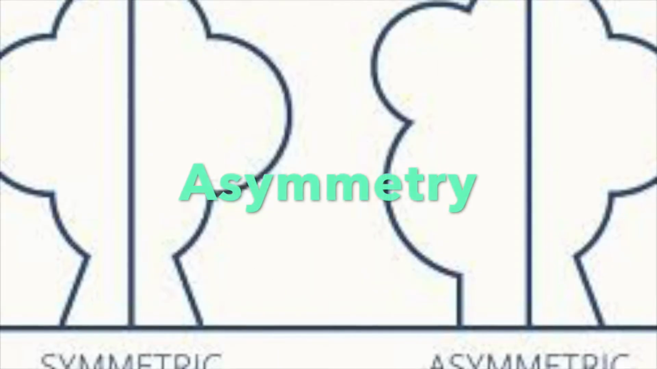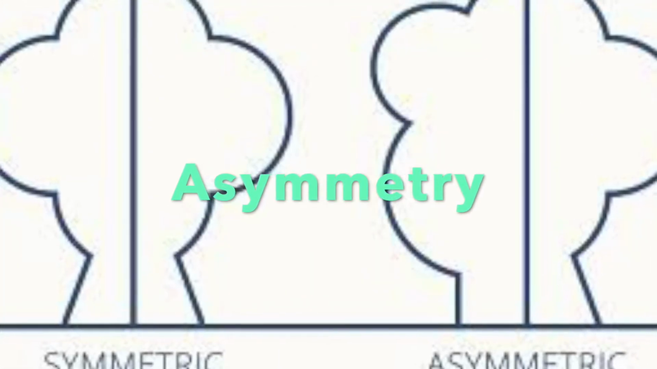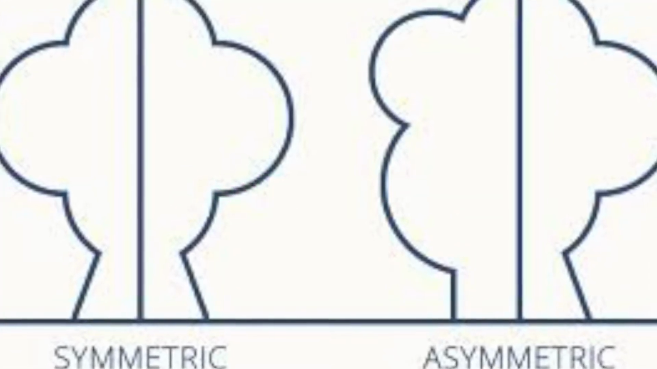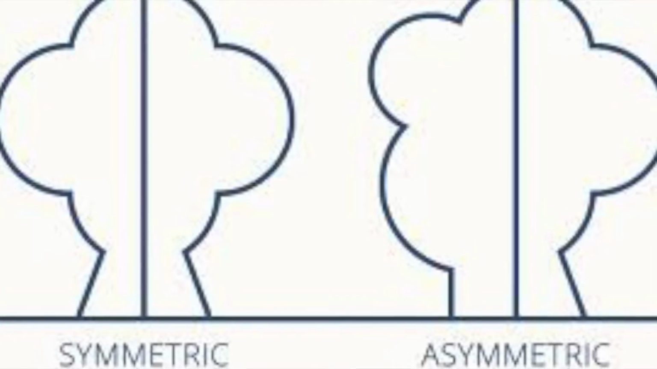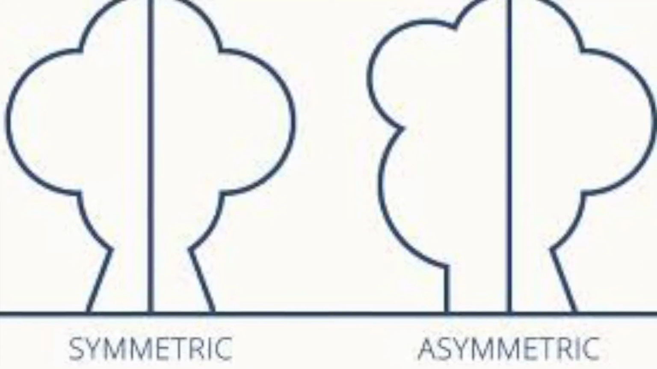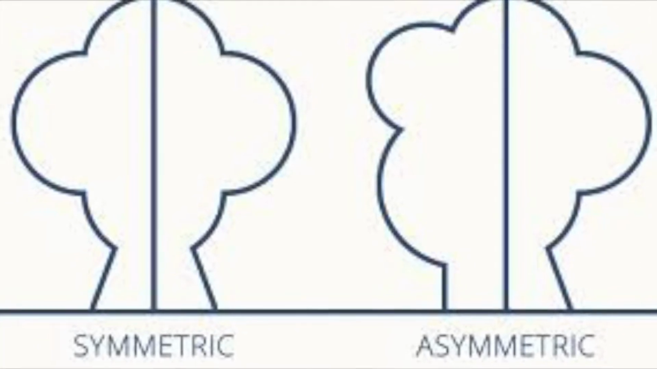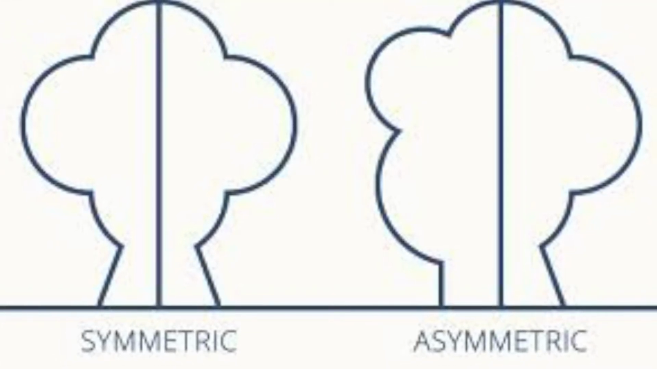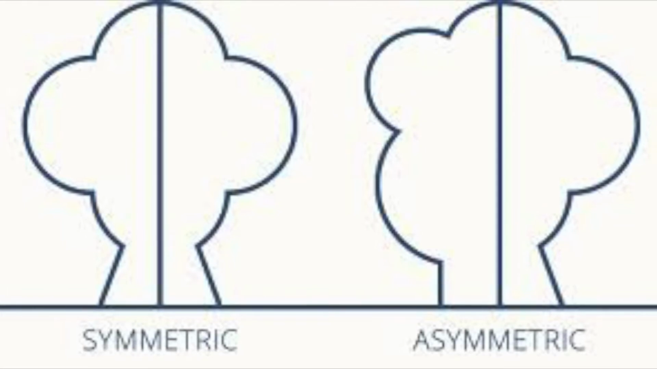Now, asymmetry, on the other hand, actually doesn't have symmetry at all. As you can see on this picture, the shape on the left has symmetry. You can see it looks the same on both sides when you look at that line of symmetry. Contrasting to this, the shape on the right, you can see that both sides of the line of symmetry are not the same. This is an example of a shape that has asymmetry.